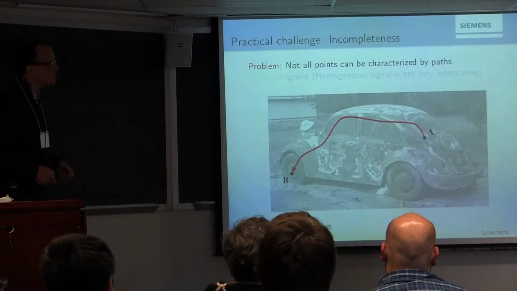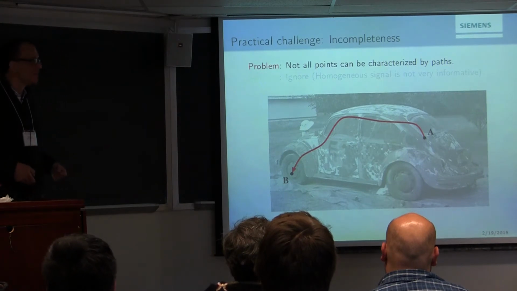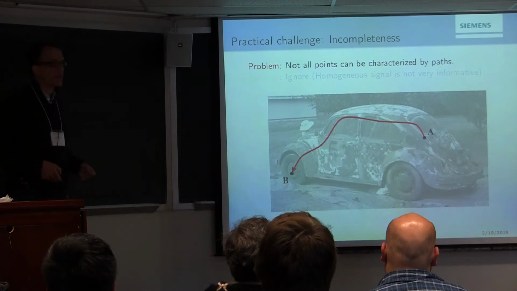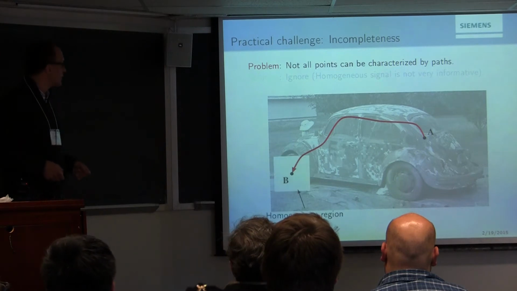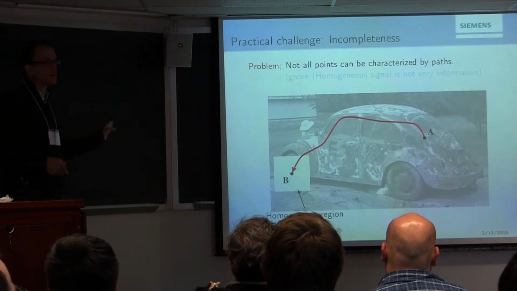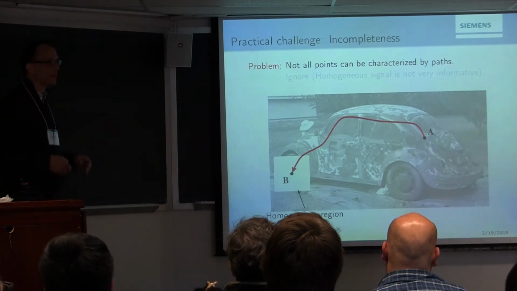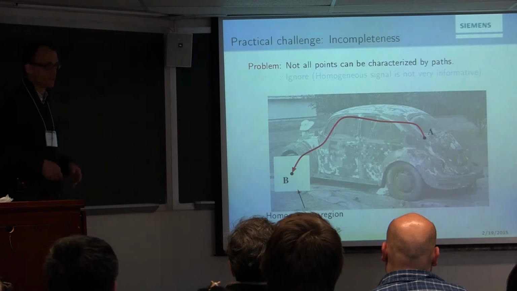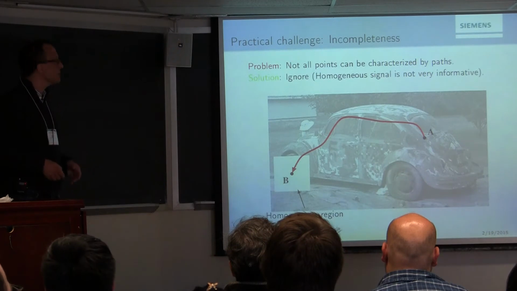So there is a bunch of problems that we have to consider in doing so. The first one is incompleteness. So I cannot characterize all points in the domain necessarily by these paths. For example, if you look at a homogeneous region and B turns out to be in that homogeneous region, all the points in the homogeneous region are topologically equivalent. There is no way from the signal to tell any differences between locations in that homogeneous region. That tells you it may be incomplete. How do we solve this problem? We ignore it. It's as simple as that.